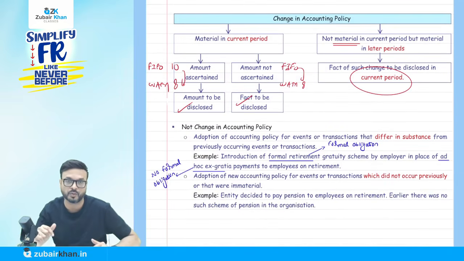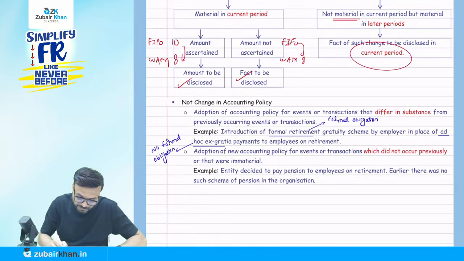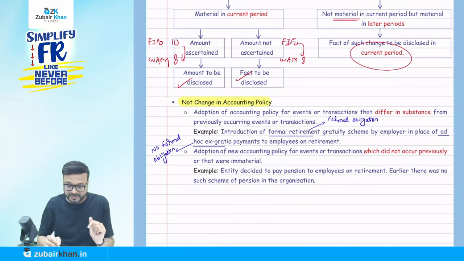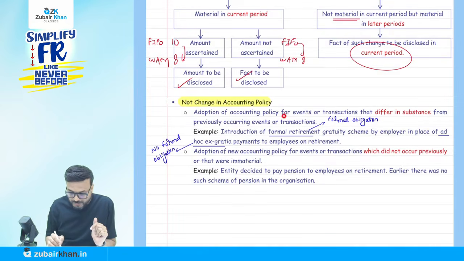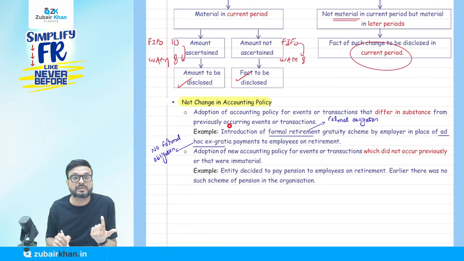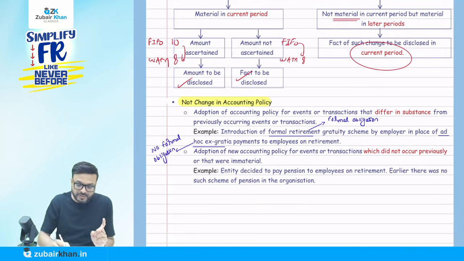Now this is new for you. There are two cases that we don't call a change in accounting policy. Listen carefully. First, it says the adoption of an accounting policy for an event or transaction that differs in substance from a previously occurring event or transaction. So what does it mean? We are adopting an accounting policy for something that just differs in substance.